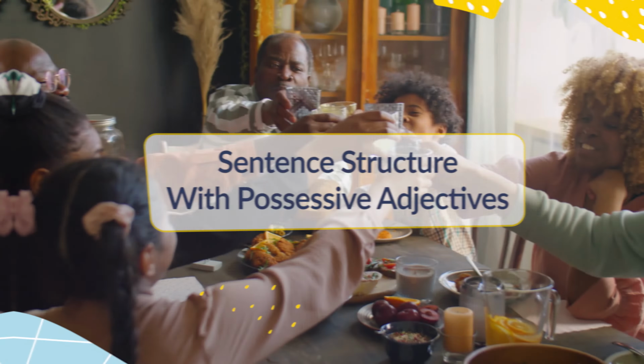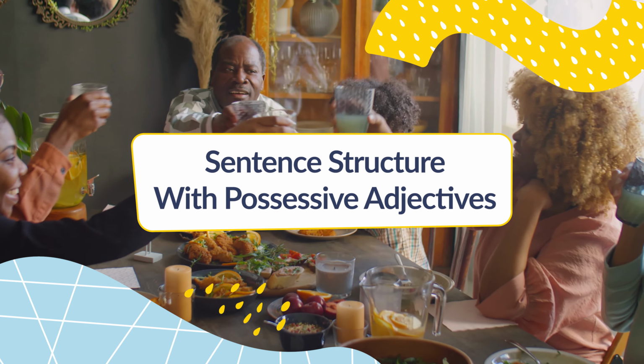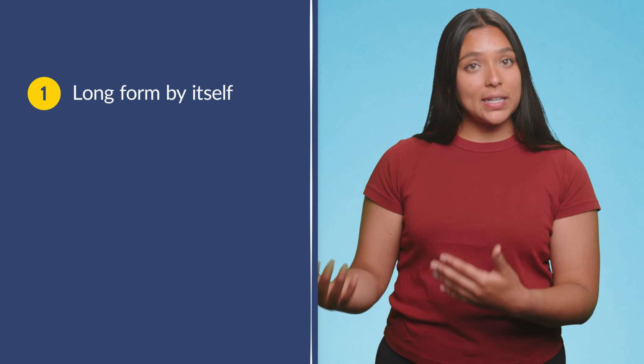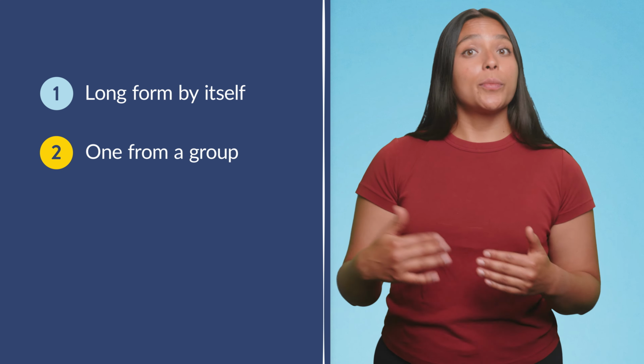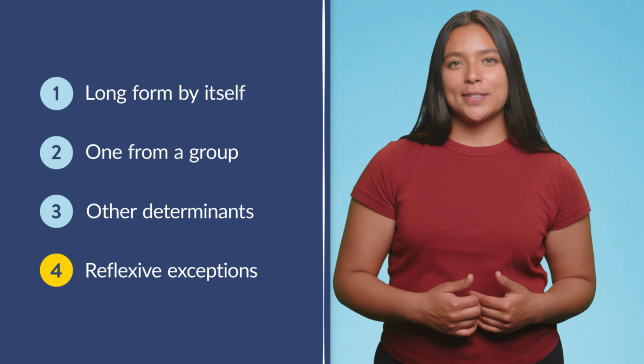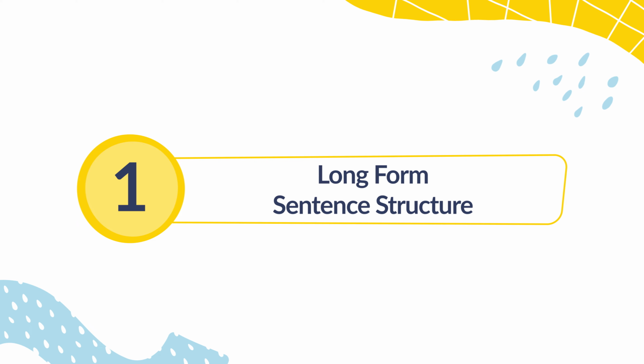So now we know what the main forms of possessive adjectives are, let's find out how to use them. It's time to learn about sentence structure with possessive adjectives. So far, we've looked at the standard usage of both short form and long form possessive adjectives. There's a few different ways we structure them depending on the scenario, and we're going to look at 4. There's long form by itself, 1 from a group with other determinants, and reflexive exceptions. Let's start with when it's a long form by itself.